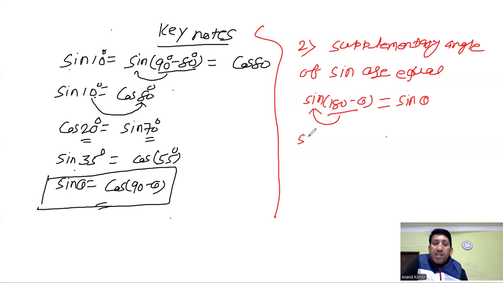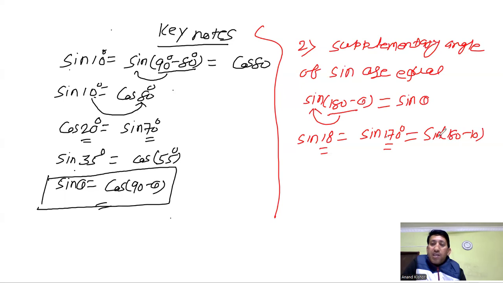So I will say sine 10 degree is always equal to sine 170 degree, because 10 plus 170 is 180. How? Sine 170 can be written as sine 180 minus 10, and sine 180 minus theta is sine theta. So sine 10 degree equals sine 10 degree. Whenever the sum of two angles is supplementary, their sine ratios will be the same.